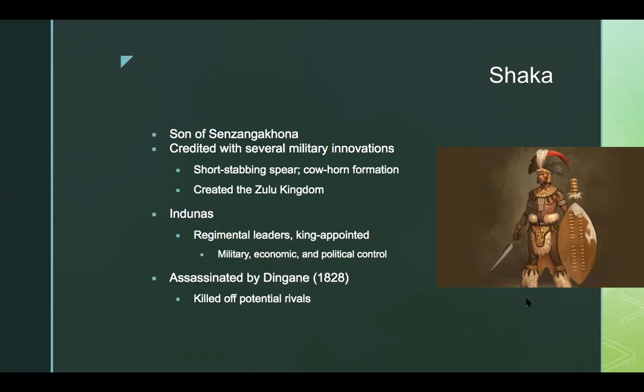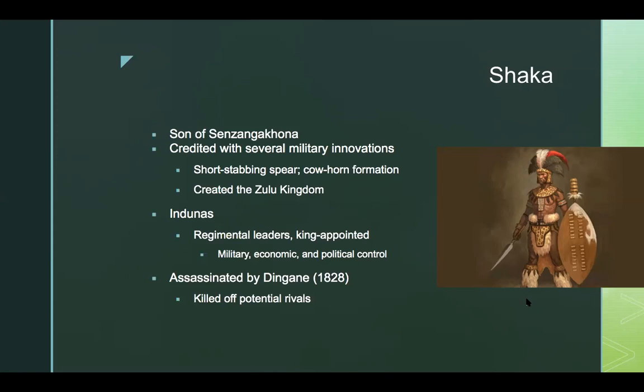Both innovations had been developed and were in use in the region before the rise of the Zulu Kingdom. So starting between the 1790s, for example, some of these things were already in play. However, we cannot deny that Shaka brought them to prominence within his reign.